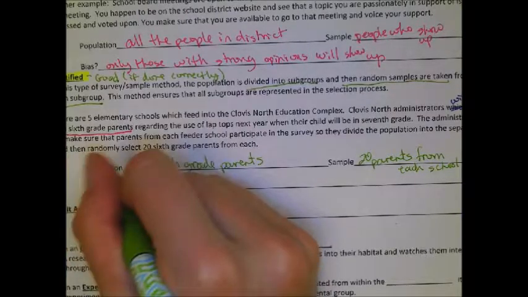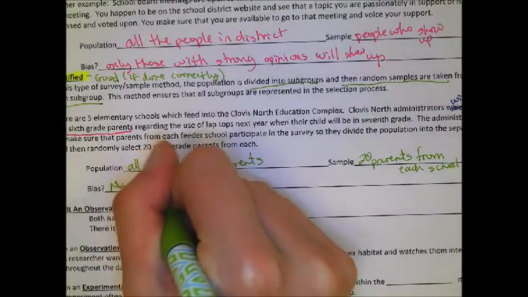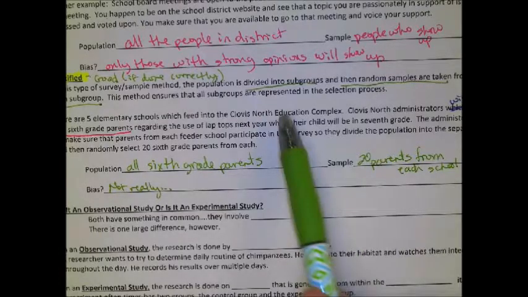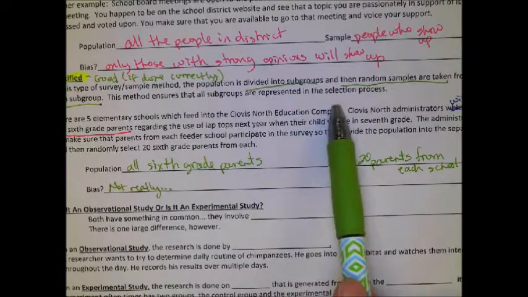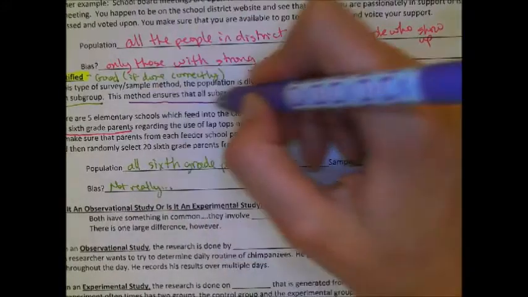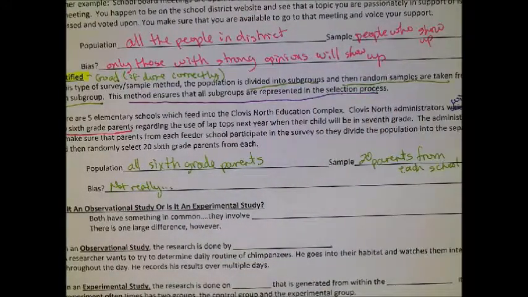And there's not really any bias. We have from each school, we can get an idea randomly of what each school thinks. And so that's a pretty good spread to make sure that all the subgroups are represented. So a key idea is that this method ensures that all subgroups are represented.